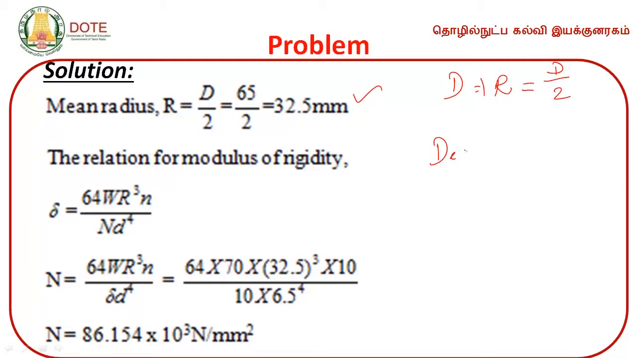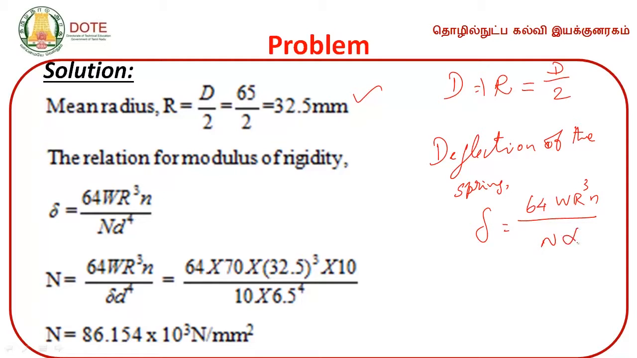deflection of the spring del is given by 64 W R cube n divided by N into d to the power 4, where del is the deflection. It is given in the problem. W is the load. It is also given. R, just now we have calculated the value of R. n is the number of turns. What is d? d is the diameter of the spring wire. So we can easily calculate the value of N.